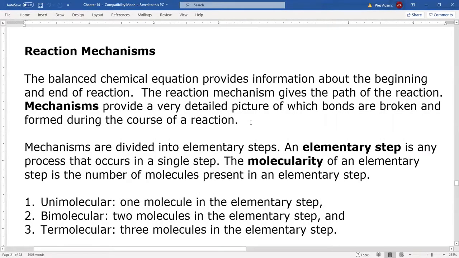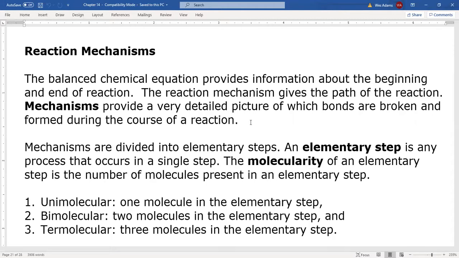All right, let's look at reaction mechanisms and homogeneous catalysts. Now, a reaction mechanism is a balanced chemical equation that provides information about the beginning and the end of the reaction, but the mechanism gives us a pathway. So a balanced reaction, like you've done up until this point, just tells us, hey, here's what's going on, here's the beginning, here's the end, this is what happened. The mechanism gives us a detailed picture of the middle.